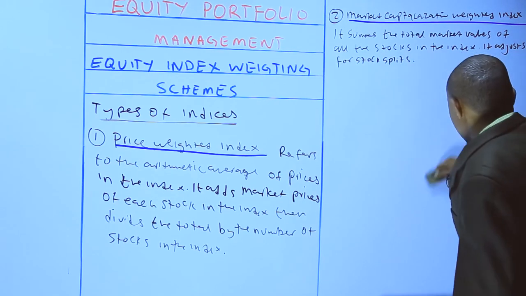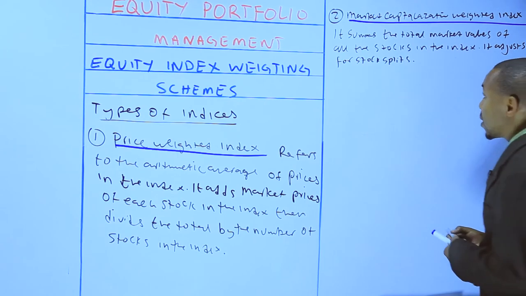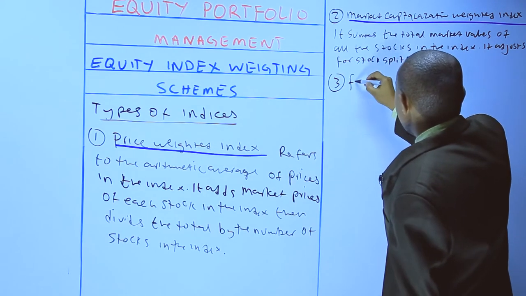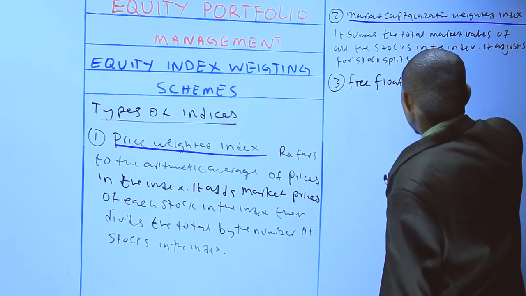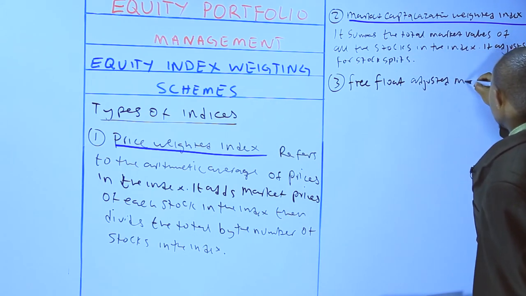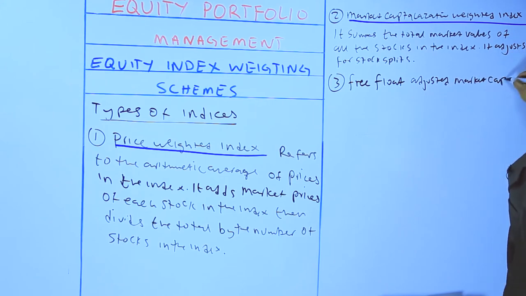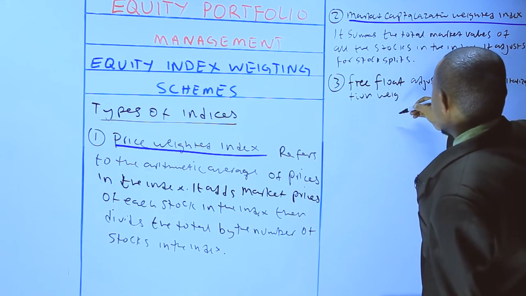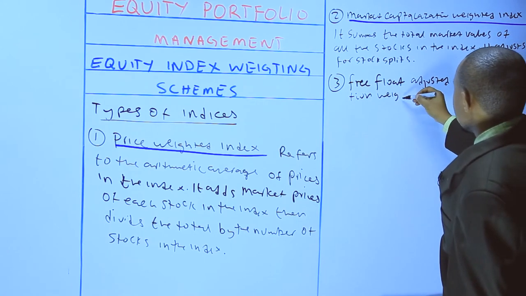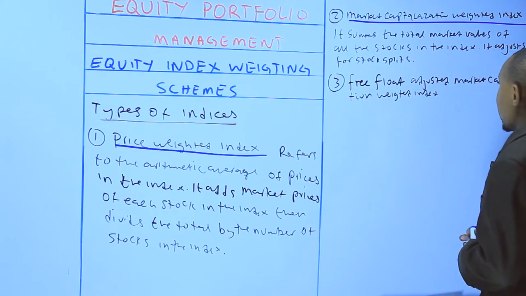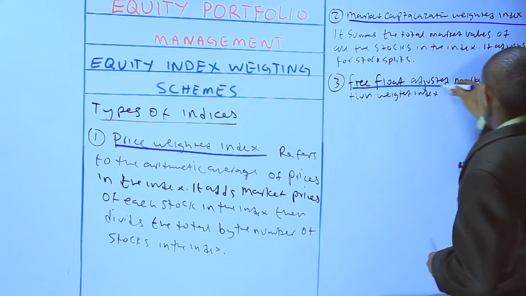So we can move on to another type of index weighting scheme. Number three, free float adjusted market capitalization index. Free float adjusted market cap weighted index. There. Free float adjusted market capitalization weighted index.